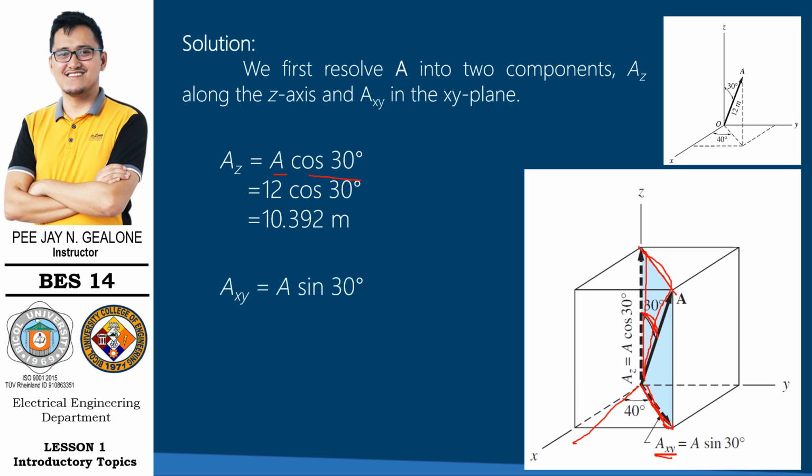Kung ganun ang mangyayari, masosolve natin siya. AXY is simply A sine 30, and then AXY is 6 meters. Then, the value of AXY ang gagamitin natin to solve for the value of, finally, AX and AY. So, punta tayo sa next slide.